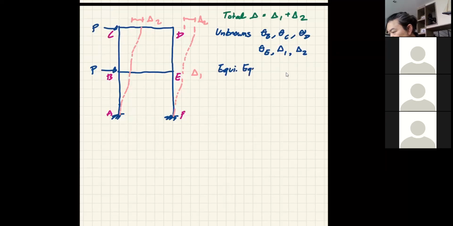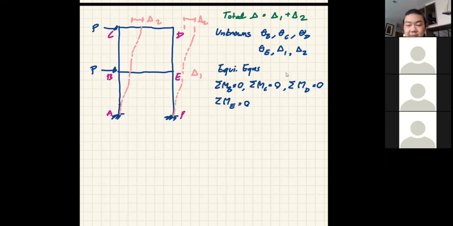So the equilibrium equations that we are going to have will be sigma MB equal to 0, sigma MC equal to 0, sigma MD equal to 0, and sigma ME equal to 0. Notice that these 4 moment equations are for those 4 rotations, right? Now you have 2 deltas. It means that you are going to need sigma Fx equal to 0. But because we now have 2 deltas, we are going to need sigma Fx equal to 0 twice.